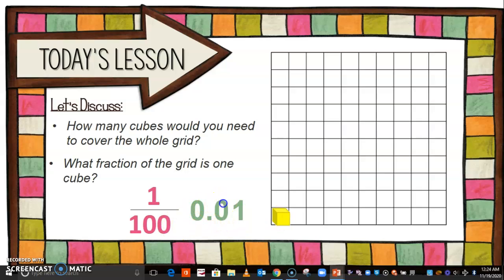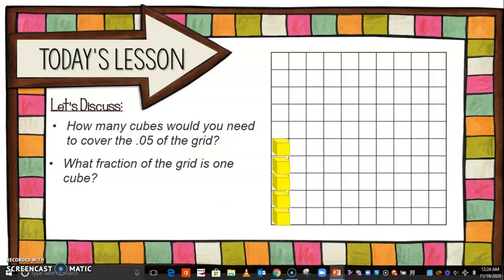Okay, let's try this one. How many cubes would you need to cover 5/100ths of the grid? Right? Yeah, we would need 5 of them. So what's that fraction going to look like? 5/100ths. And of course, their decimal. The whole would be this whole grid, right? This whole pizza. We don't have that, so it's 0. We don't have any longs, so it's 0 in the 10th place. But we have 5/100ths, 5 cubes, or 5 pennies, right? They mean the same thing.